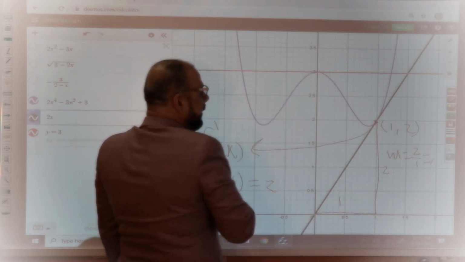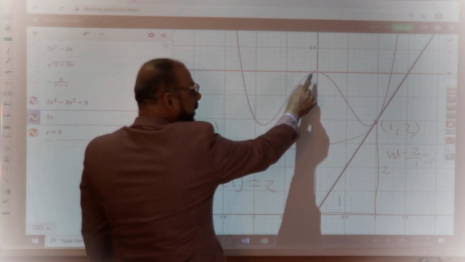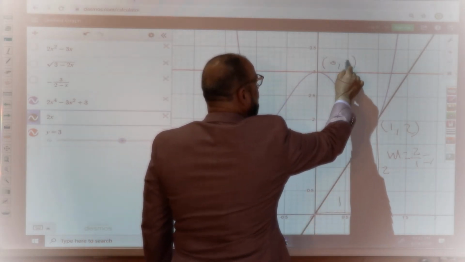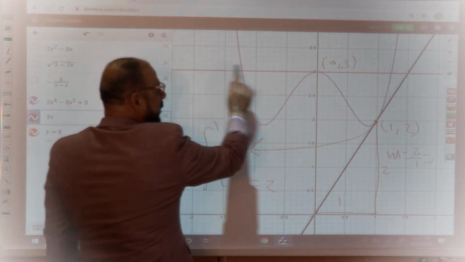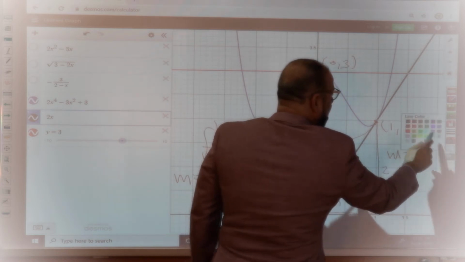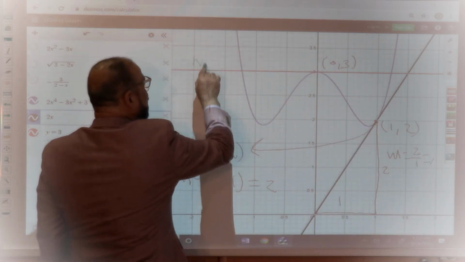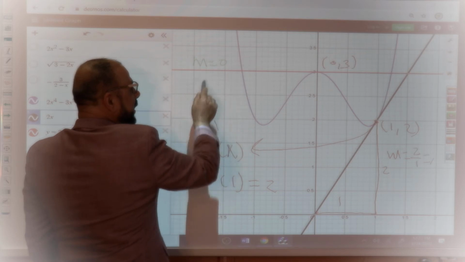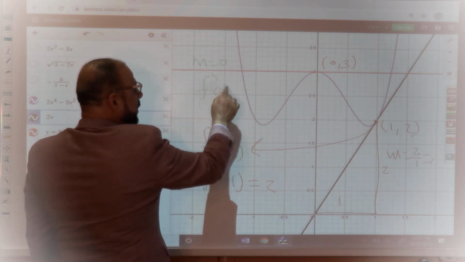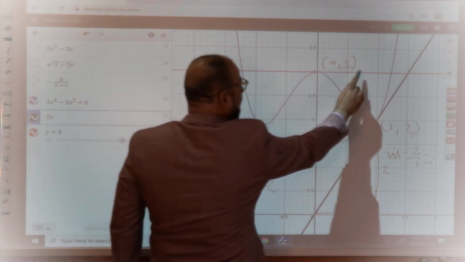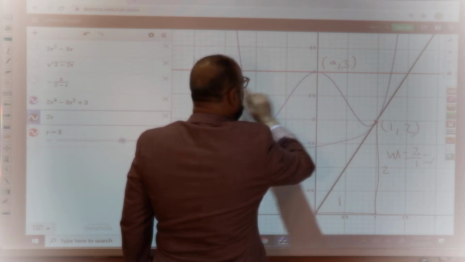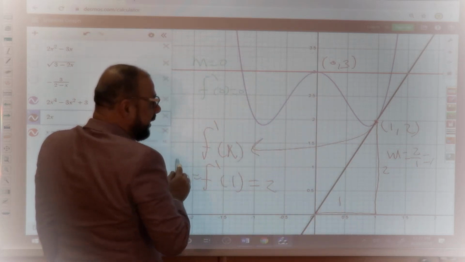Look at the other one here, which is at this point, 0 and 3. This is a horizontal line. I know from previous knowledge that any horizontal line has slope equal to 0. That means f prime of 0 equals 0. The slope of the tangent line for the curve at the point x equals 0 is 0. Where else can we find it like this?